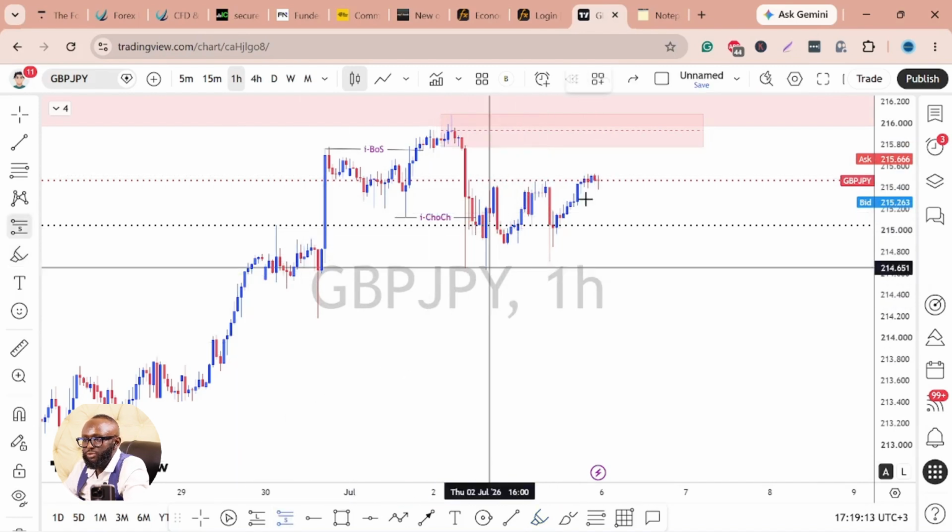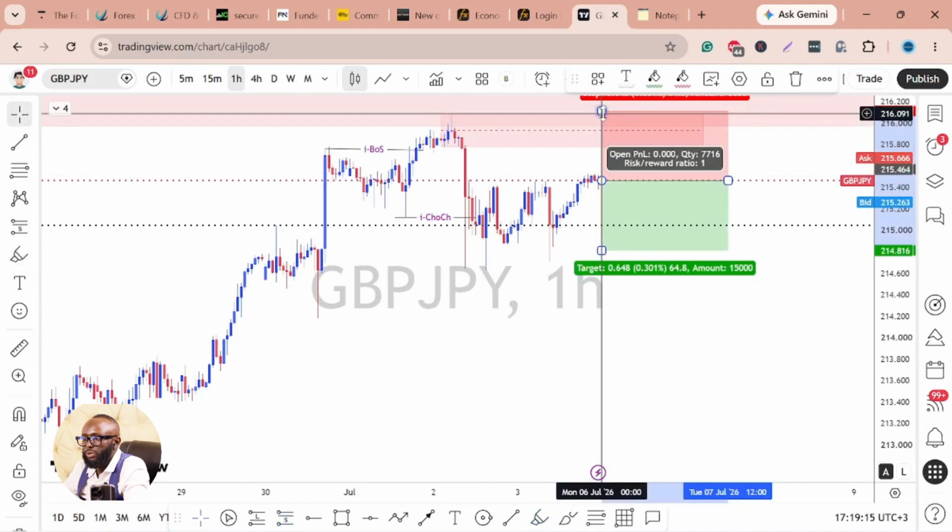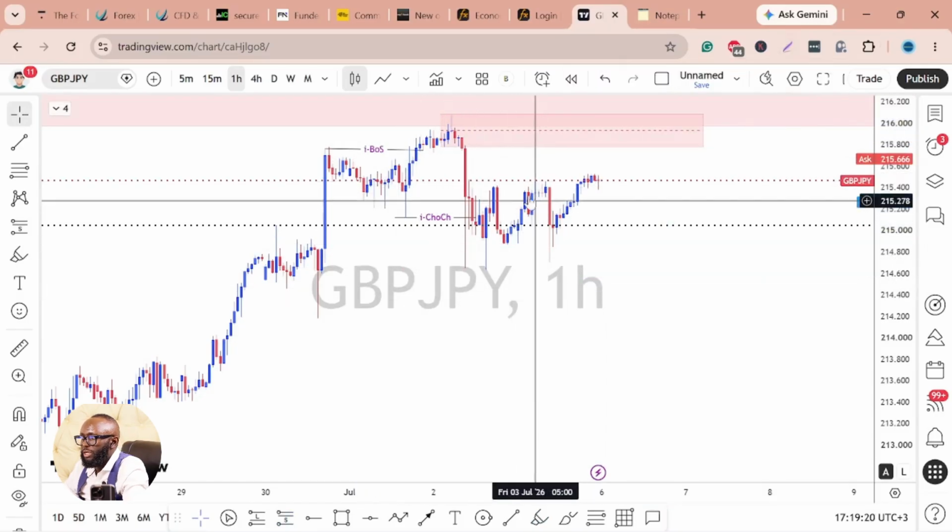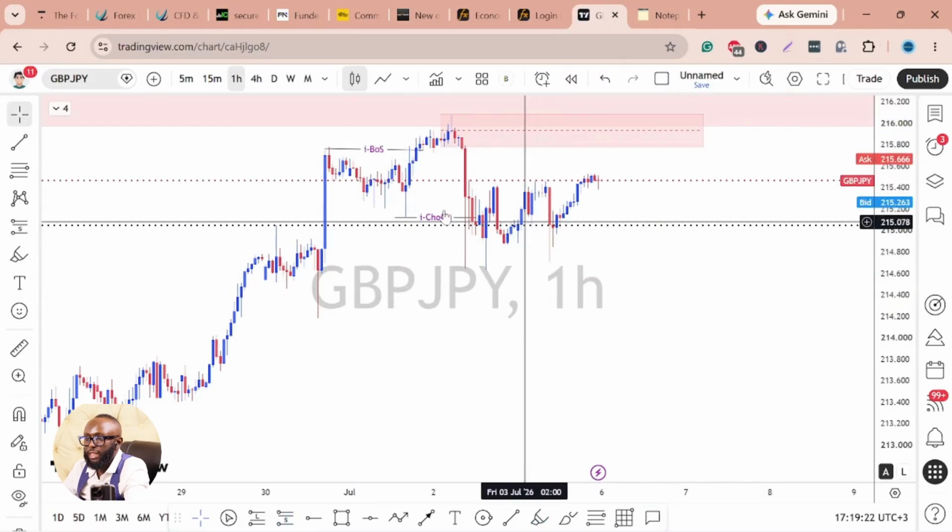If at all I have to take this trade, it wouldn't be a very high quality setup, based on the low momentum that we are experiencing on GBP JPY at the moment.